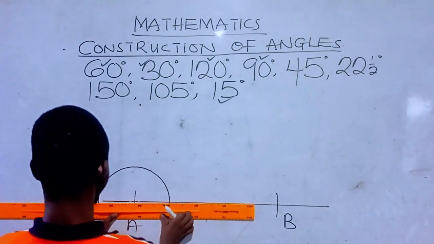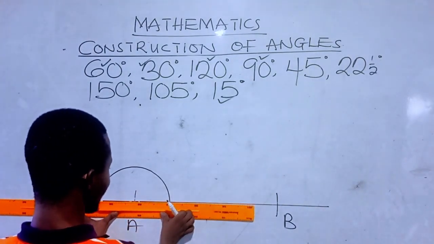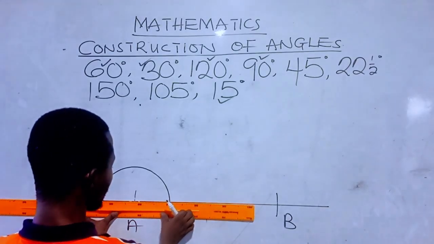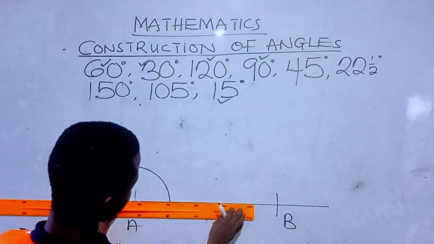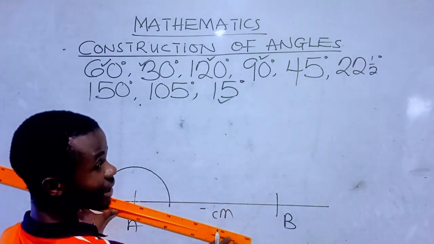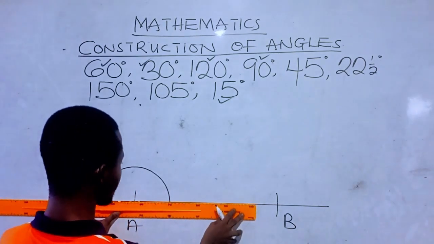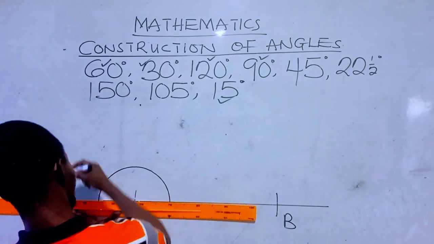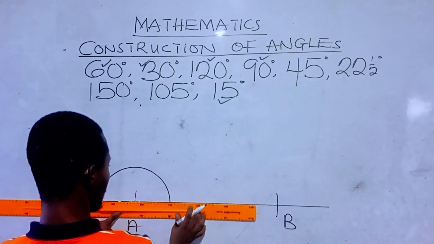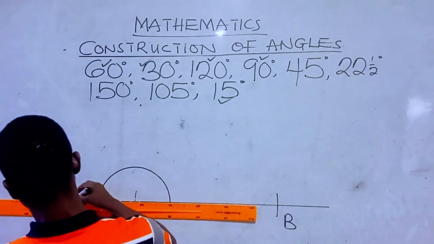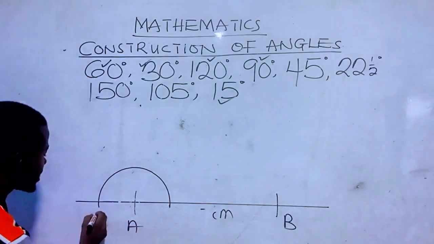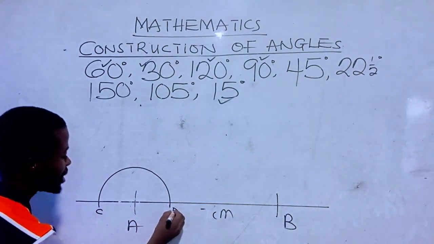You extend it by placing the ruler on the line such that the ruler will lie on the line AB, not something like this, but that it will be straight on the line. Then you extend the line so that it can cross. If not, you will make a mistake with our construction. Alright, so let's say here is C and here is D.